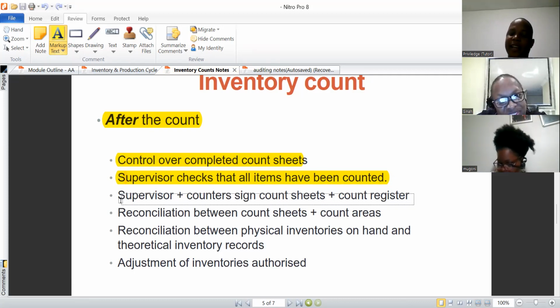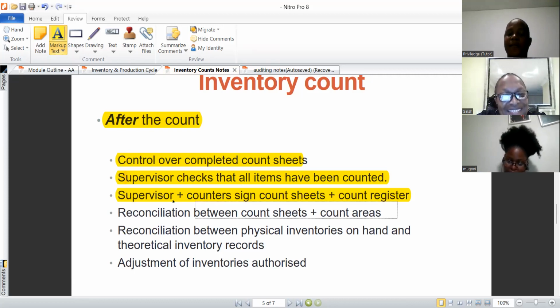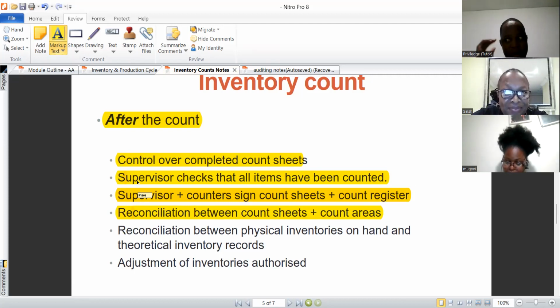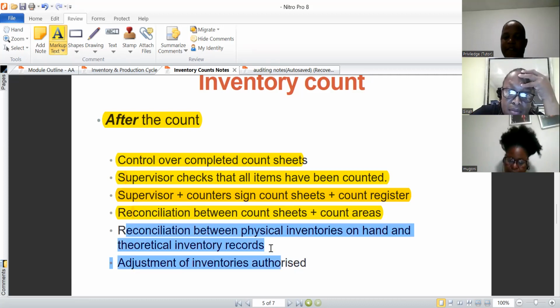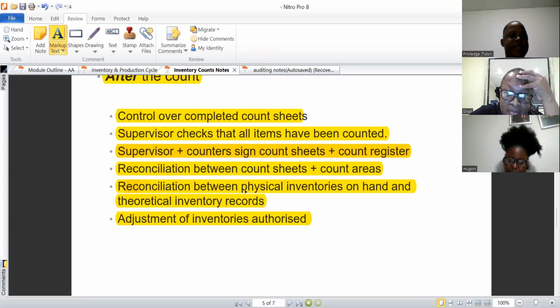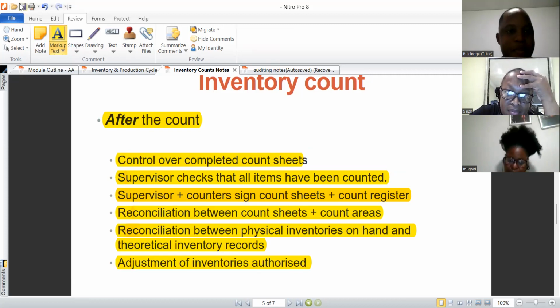The reconcile, yeah, that is important because you want to make sure that what these people have recorded on their paper tallies with what they've actually done in the warehouse, and also tallies with the adjustment done to the financial records or the financial statements. Because you discover normally when inventory counts happen, even the value which they have in the financial statement can change. Then obviously, reconciliation between physical inventories on hand and the theoretical records should also take place. And we do the necessary adjustments. And that brings us to the end of inventory and production cycle.